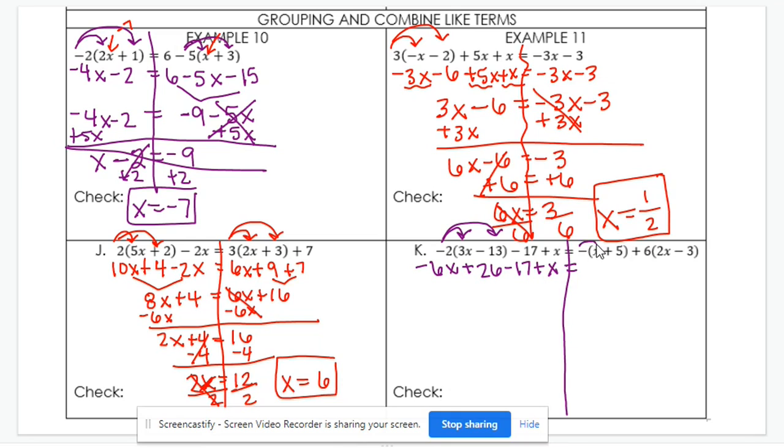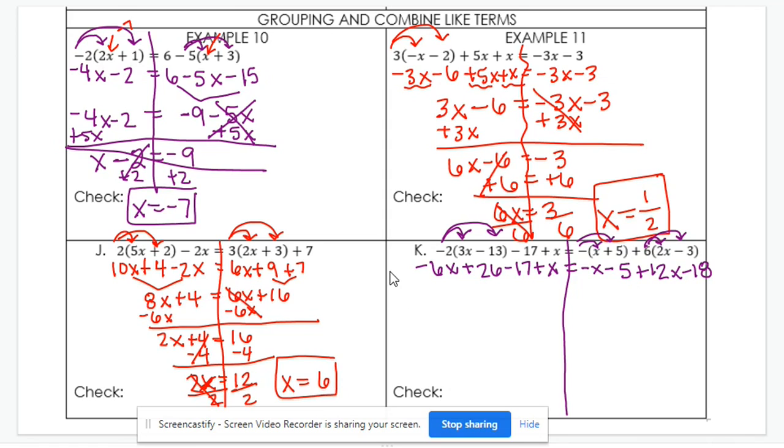Over here, I'm going to do negative times x, which is negative x, and negative times positive 5, which is negative 5, plus, then I got to do 6 times 2x, which is positive 12x, and then 6 times negative 3, which is negative 18.